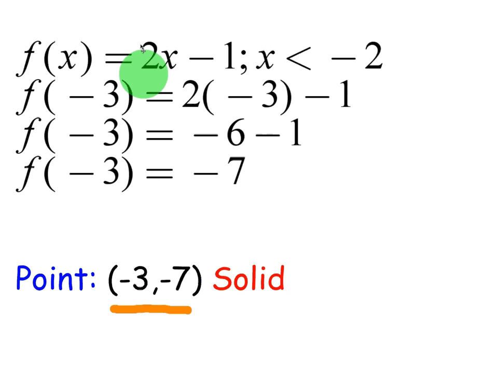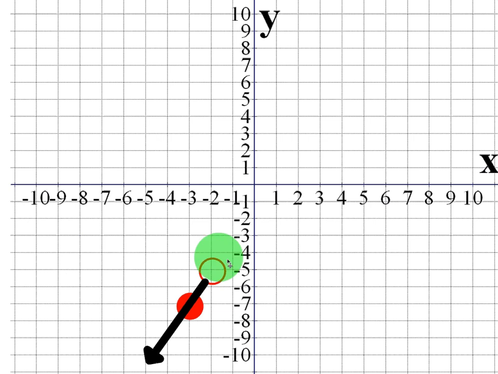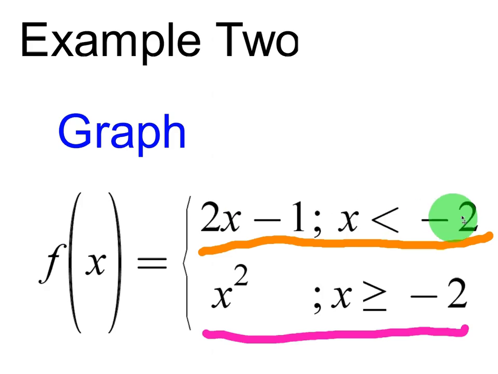Now, I know that 2x minus 1 is a line, so I'm just going to stop there. I only need 2 points for a line, one of which is a hole. So there's my hole at negative 2, negative 5. There's my solid point at negative 3, negative 7. And I'm going to start at negative 2, negative 5 and construct a ray that goes through negative 3, negative 7, and then it's going to continue forever. Again, I know it's a line because it's 2x minus 1. So there it is, folks. There's my top piece. It's literally that simple.